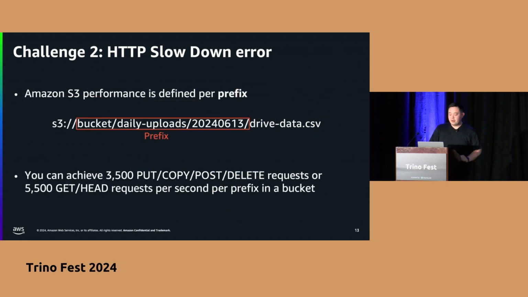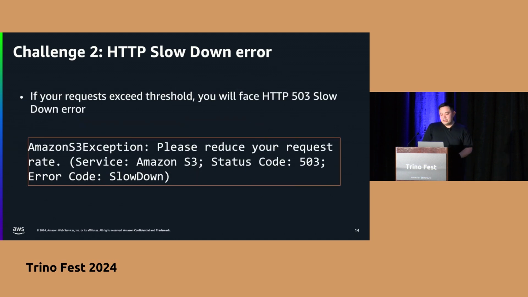So let me explain the performance characteristics of Amazon S3. Amazon S3 performance is defined per prefix in a bucket, not per bucket. So this is an example of a prefix. You can achieve 3,500 PUT, COPY, POST, DELETE requests or 5,500 GET, HEAD requests per second per prefix in a bucket. So if your request rate exceeds the threshold, you will face the HTTP 503 slowdown error.